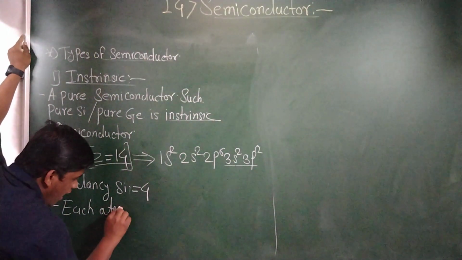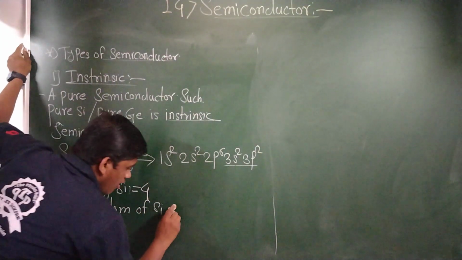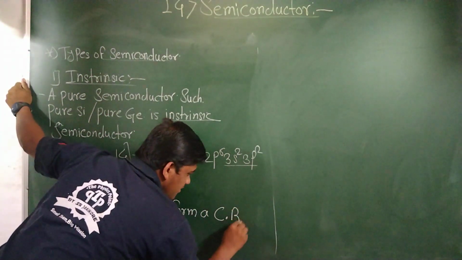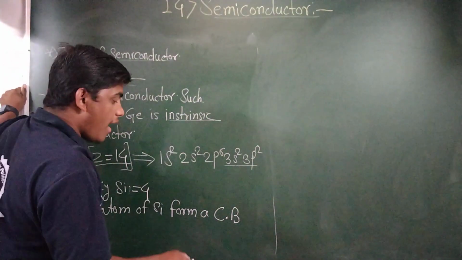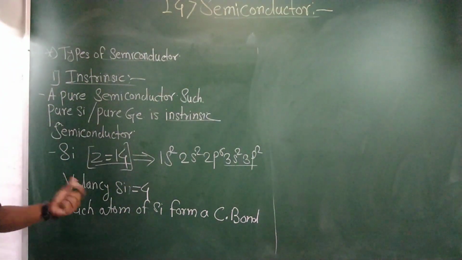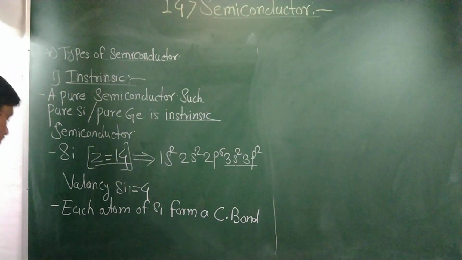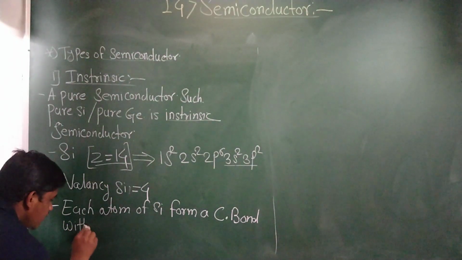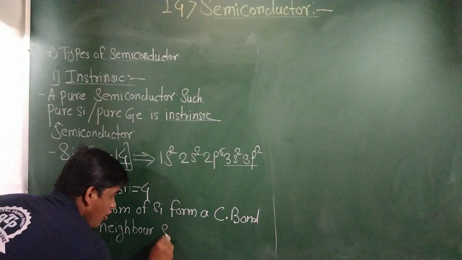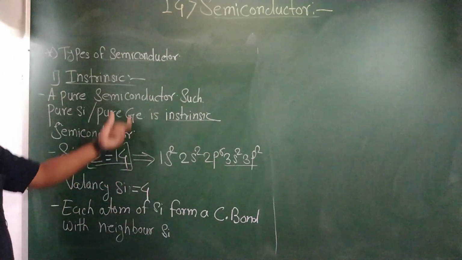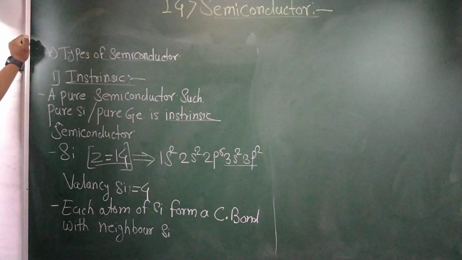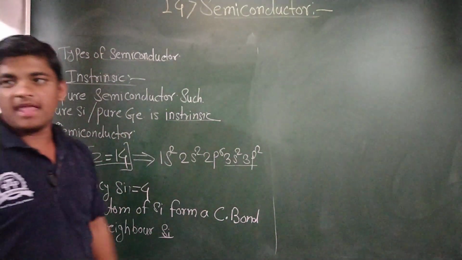Each atom of silicon forms a covalent bond. I will write here CB, that is not a conduction band, this is a covalent bond. Each atom of the silicon forms a covalent bond with its neighbor silicon atoms. It must be important, silicon atom, because this will be a pure semiconductor, that is an intrinsic semiconductor is a pure semiconductor. एकच atom त्यामध्ये यूज केला, that is with their neighbor silicon atoms.